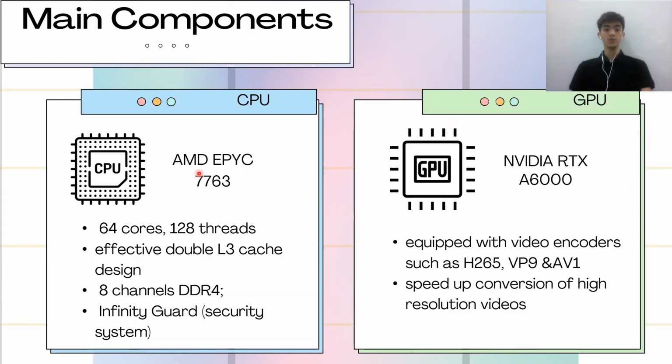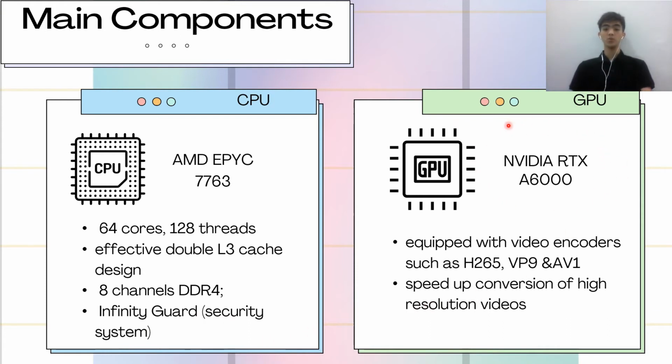For the CPU, we have chosen the AMD EPYC 7763. It has 64 cores and 128 threads, which can handle multiple workloads. It has a very effective double level 3 cache design and it supports 8 channels of DDR4. It also implements a security system called Infinity Guard, which protects the CPU from malicious activities.